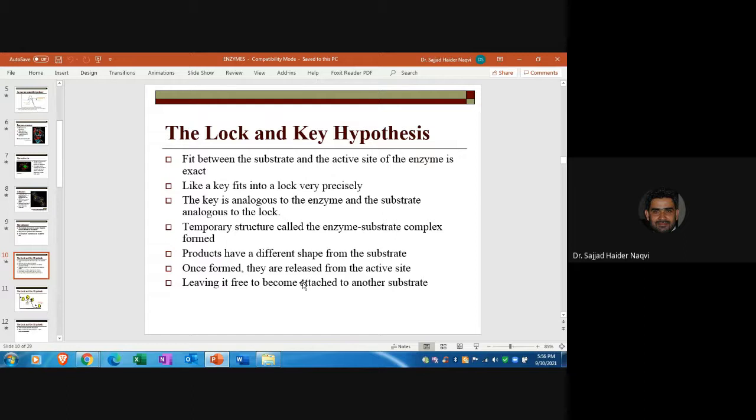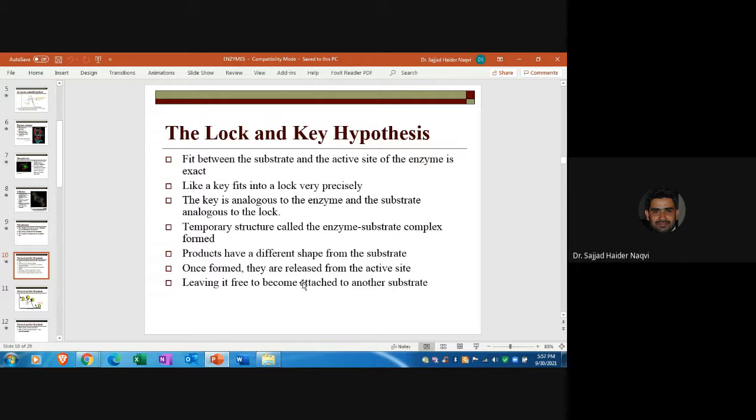So what actually happens, the substrate is going to fit into the active site of the enzyme. So that means the enzyme active site and the substrate are like lock and key. They are made in a way that they are, how would I say, compatible, just like a lock and a key are compatible. In a similar way, the active site of the enzyme and the substrate are compatible. That's how we call it a lock and key model. So the key is analogous to the enzyme, and the substrate is analogous to a lock.